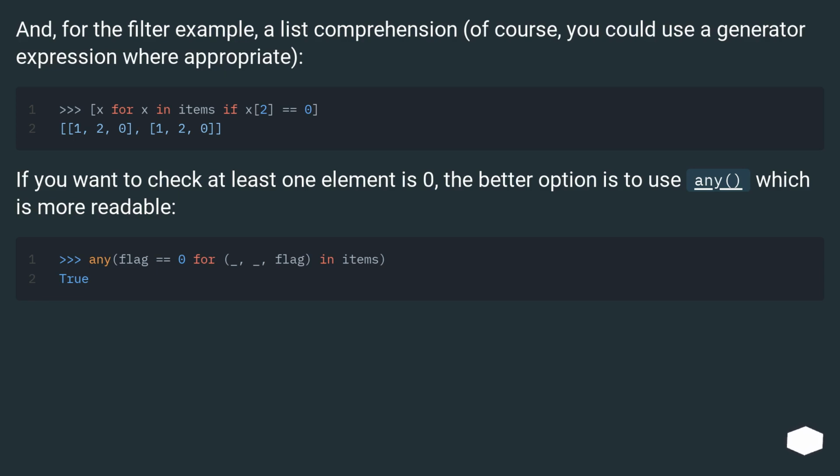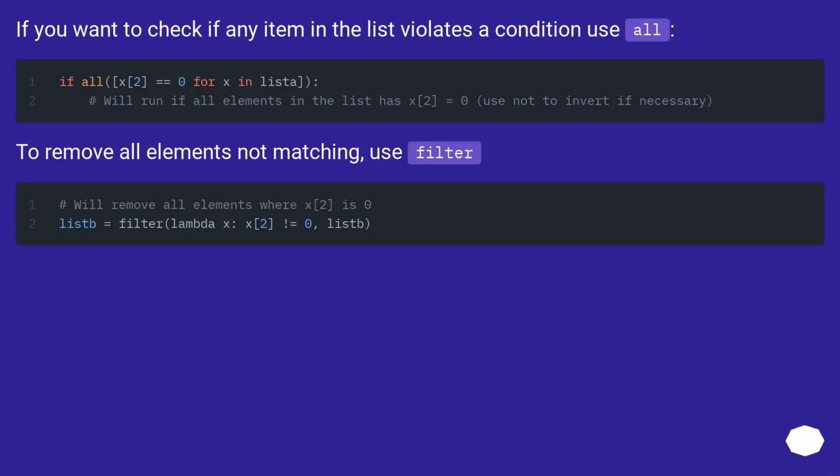If you want to check at least one element is 0, the better option is to use any, which is more readable. If you want to check if any item in the list violates a condition, use all. To remove all elements not matching, use filter.